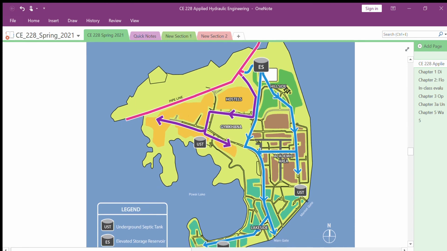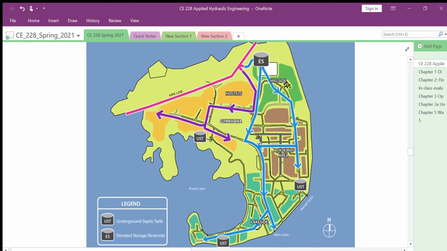And here we have a very interesting and perhaps known to you image. So that's the campus, that's our campus of IIT Bombay, that's the Powai Lake. And this shows the main pipeline.